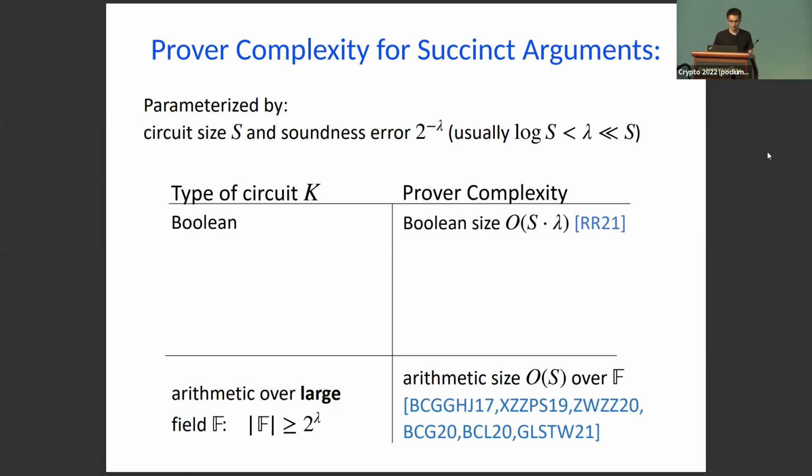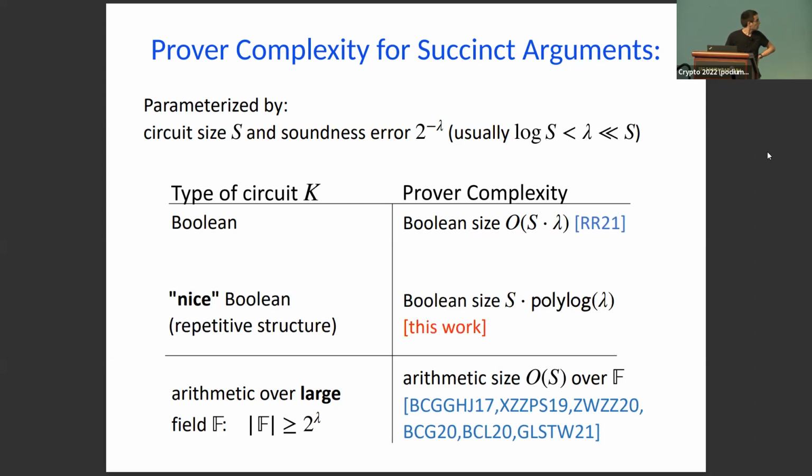On the other hand, if we're in a setting where you have an arithmetic circuit over a large field, actually bigger than what I said, but not too much, like an exponentially large field, then you can have a proof system in which the prover's complexity is basically linear in the size of the computation.